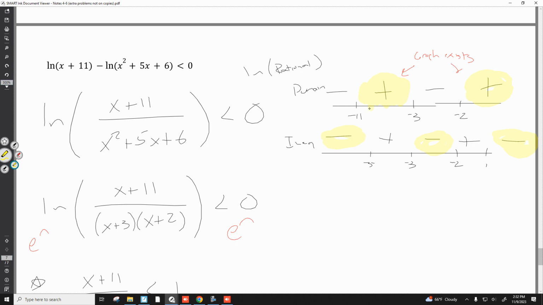We will see that the answer is the combination of the intervals -11 to -5. It can't be -5 into negative infinity because I can't plug in values to the left of -11. And I don't have any values here, but 1 to infinity. Yes. Yo, we will have that on our quiz and on our test.